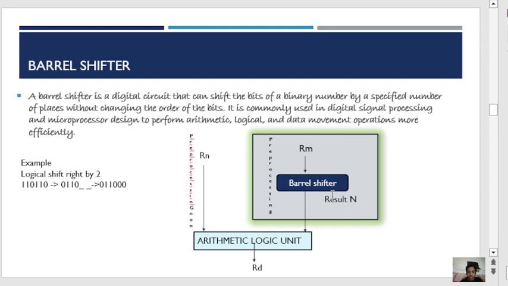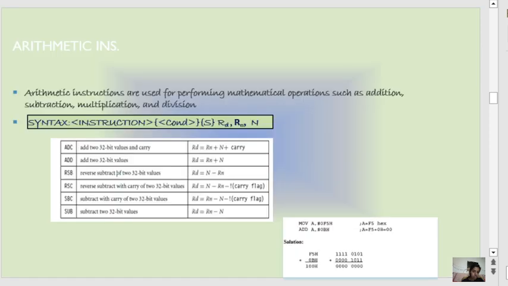You can see the barrel shifter. This is the memory register from where the barrel shifter acts. These results will be given to the arithmetic logical unit, ALU, and the result from the ALU will be stored in the destination register. So let me get back to the arithmetic instructions.